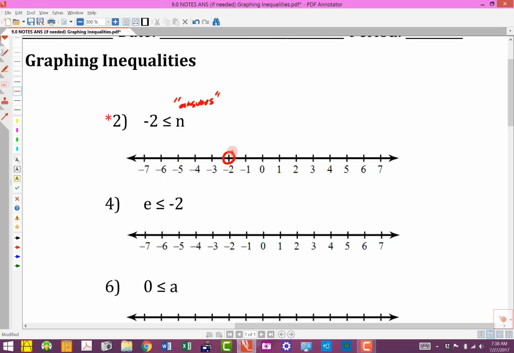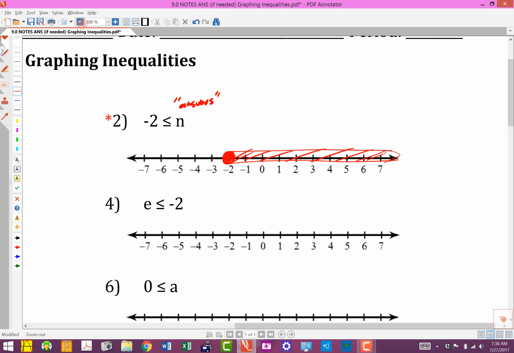We're going to circle that. That's the most important number on here. And then because it can actually be equal to that, we're going to go ahead and fill this in. Okay, so shade that in. And then the answers are greater than. All the answers to this inequality are greater than -2. So greater than would be this direction right here. So we're going to shade like this.